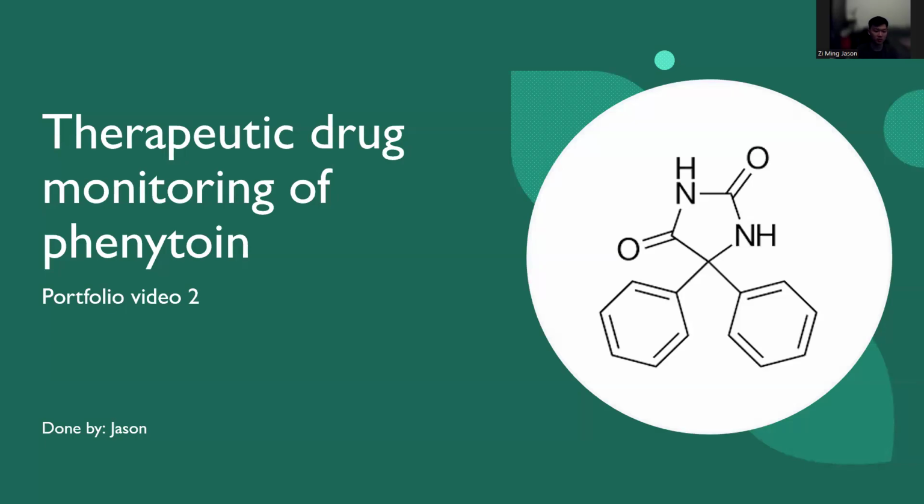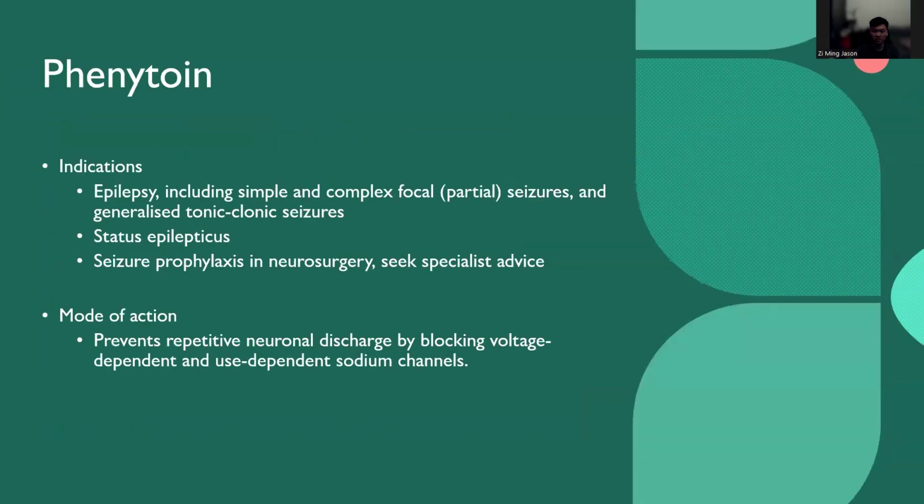Today I'm going to talk about therapeutic drug monitoring of phenytoin. Phenytoin is indicated for epilepsy and seizure, and this medication works by preventing repetitive neuronal discharge.